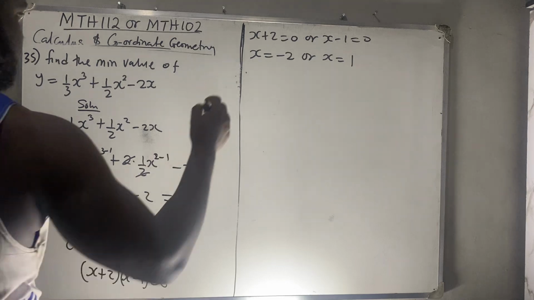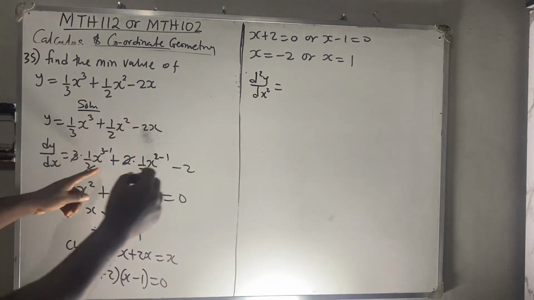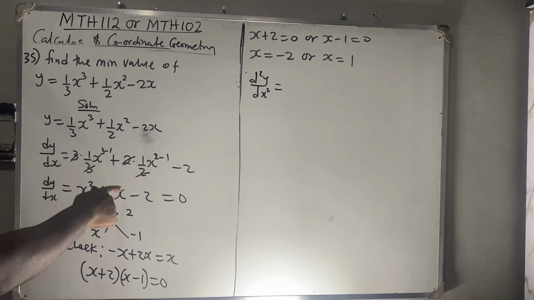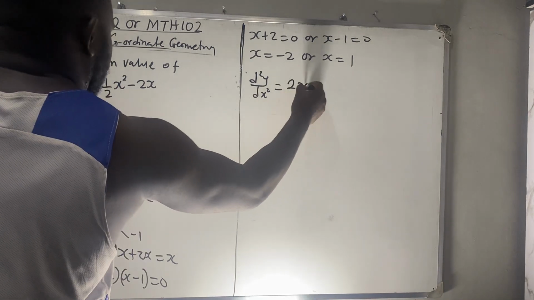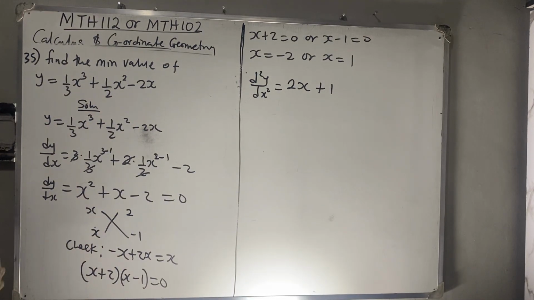So the second derivative is what? d squared y over dx squared is equal to differentiating this one that we have got. This is dy/dx. So to differentiate this one, I'm going to have 2x plus 1. Differentiation of this is 2x. Differentiation of this is 1. So let us check the one that will give us minimum or maximum value.